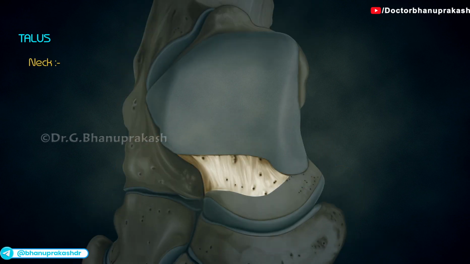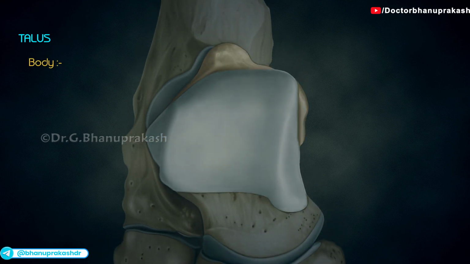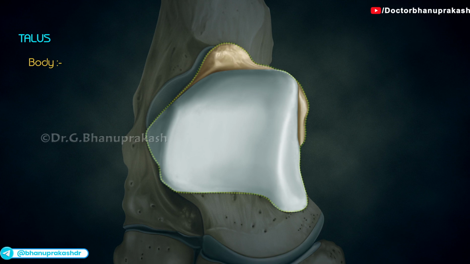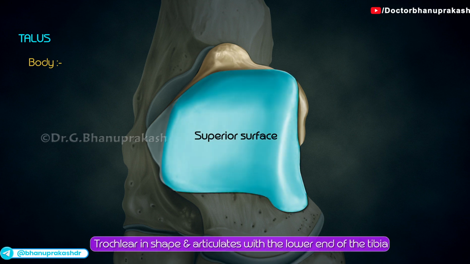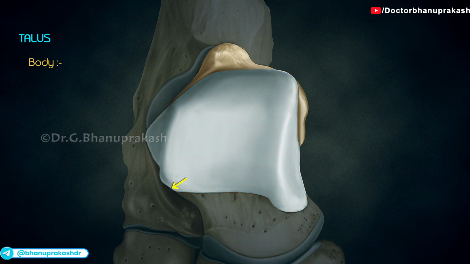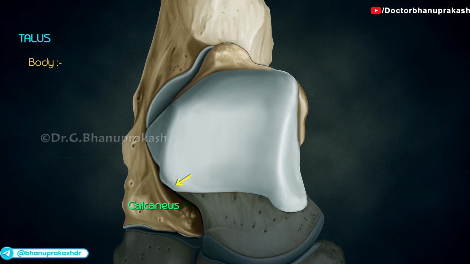Neck. This is the constricted part which connects the head with the body and has a plantar and a dorsal surface. Body. The body of the talus is cuboidal in shape and has 5 surfaces. Superior surface. It is trochlear in shape and articulates with the lower end of the tibia. Inferior surface. It articulates with the calcaneus to form the subtalar joint.